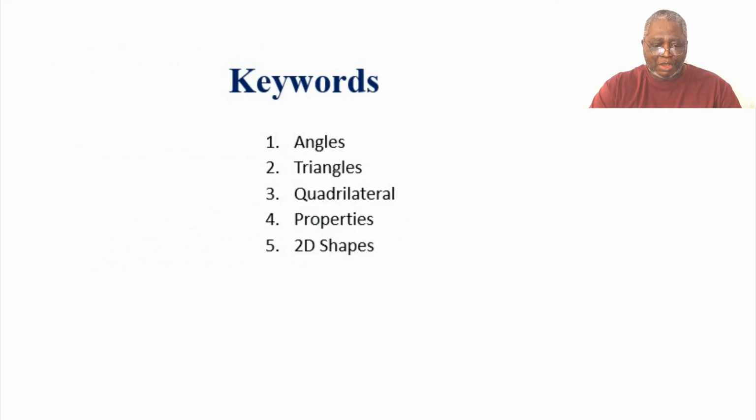During this lesson, you'll come across words like angles, triangles, quadrilateral, properties, and 2D shapes. They are words you've come across in the past, I'm sure, during your level 1 and previous lessons. But they're being used within the context of angles in 2D shapes.